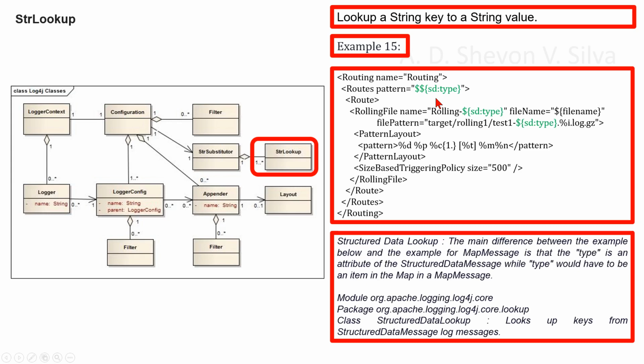The main difference between the example below and the example for map message is that the type is an attribute of the structured data message, while the type would have to be an item in the map message.